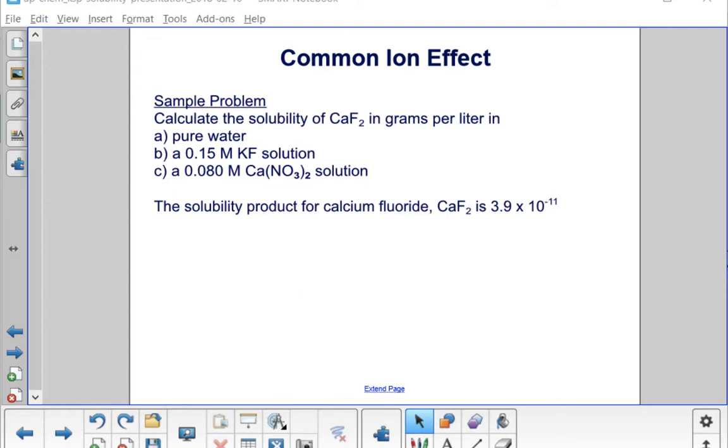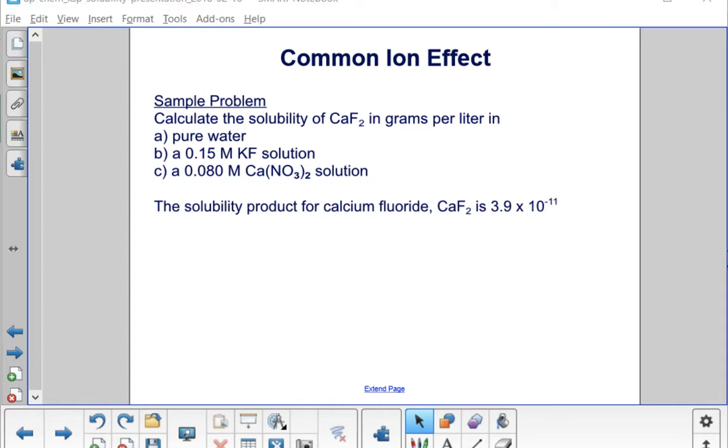Sample problem using the common ion effect. Calculate the solubility of calcium fluoride in grams per liter in pure water, 0.15 molar potassium fluoride solution, and 0.08 molar calcium nitrate solution. The solubility product for calcium fluoride is 3.9 times 10 to the minus 11.